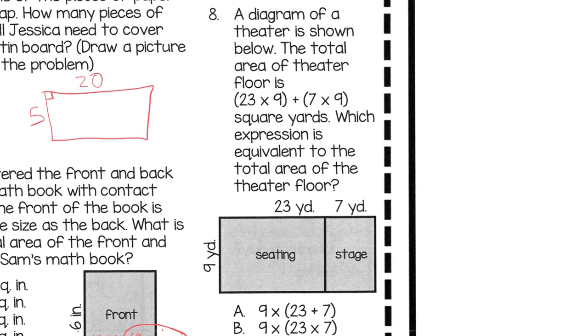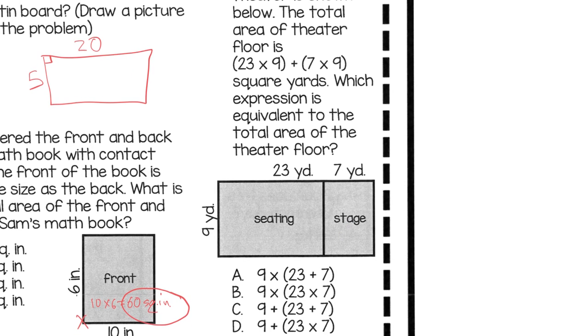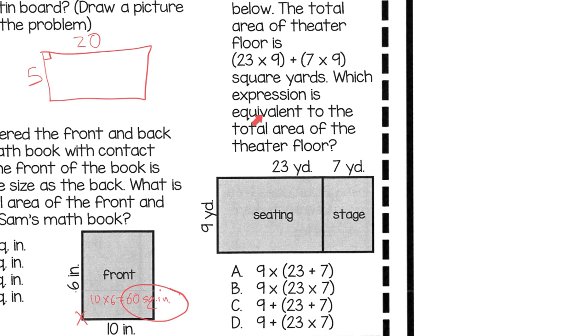A diagram of a theater is shown below. The total area of the theater floor is 23 times 9 plus 7 times 9. So we have the place where people sit and the stage where people perform. So it says, which expression is equivalent to the total area of the theater floor?